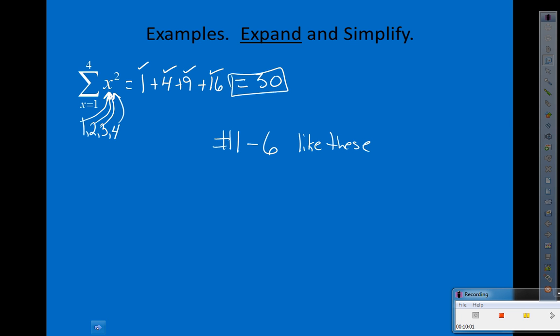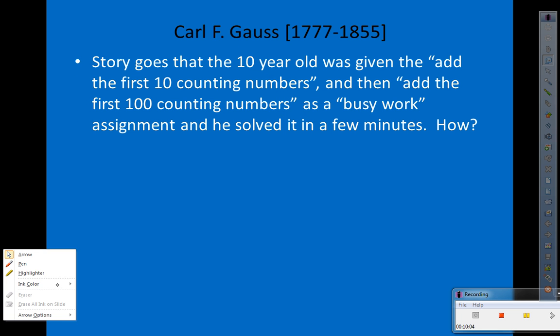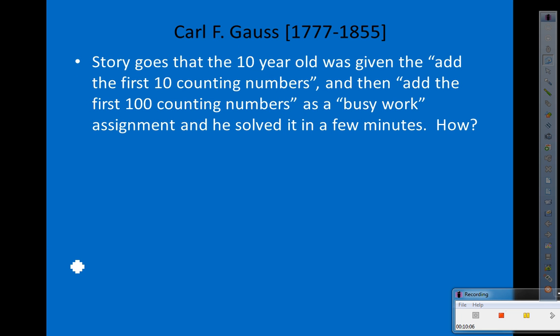Now, I got a neat little story for you on this one, because going 1 through 4 terms, man, that's too dang easy for you guys. What I'd like to do is make it harder. I'd like to go maybe to 40, 100, 200, 1,000. I'd like to go to more terms.